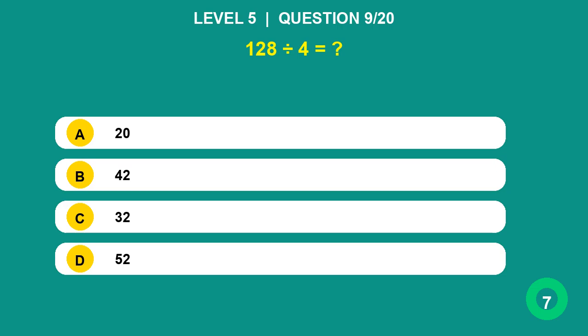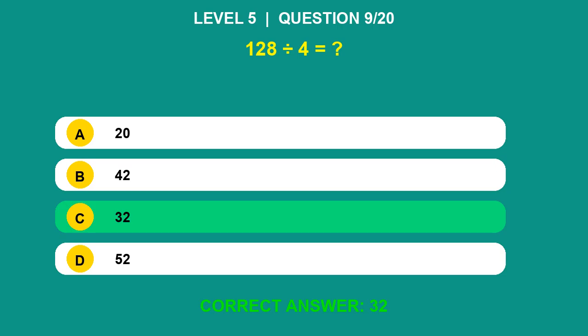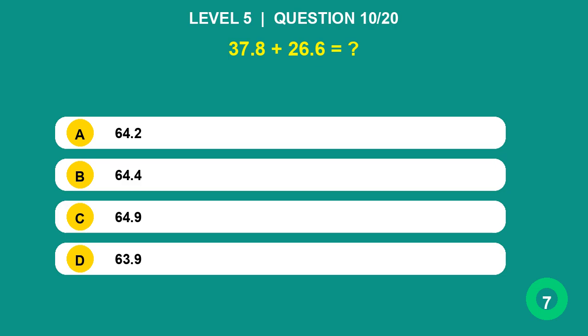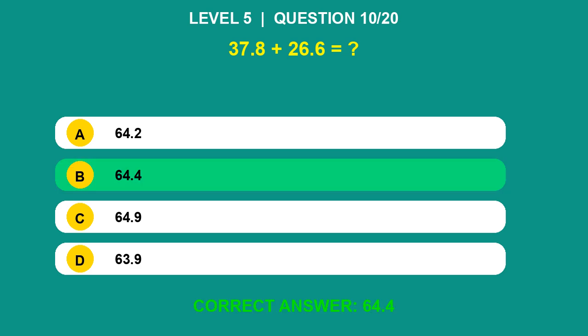Question 9. 128 divided by 4 equals? The correct answer is 32. Question 10. 37.8 plus 26.6 equals? The correct answer is 64.4.